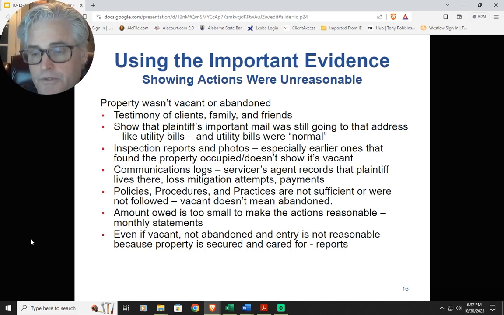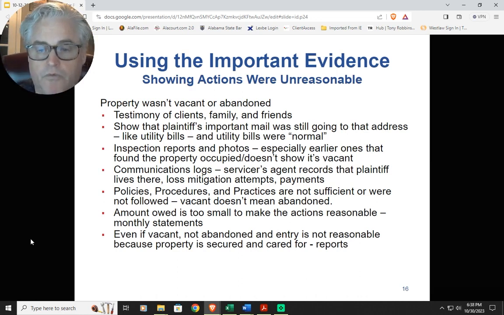Oftentimes inspection reports and photos do not agree with the descriptions that are given by the inspectors. A lot of times you have perfectly manicured lawns, perfectly kept homes. Sometimes you even have utilities on in the pictures when the inspector says there are no utilities. So we've had inspectors say there were broken windows, etc., when there were no broken windows. So those are always nice little gifts. And again, it comes down to knowing the evidence in your own case.